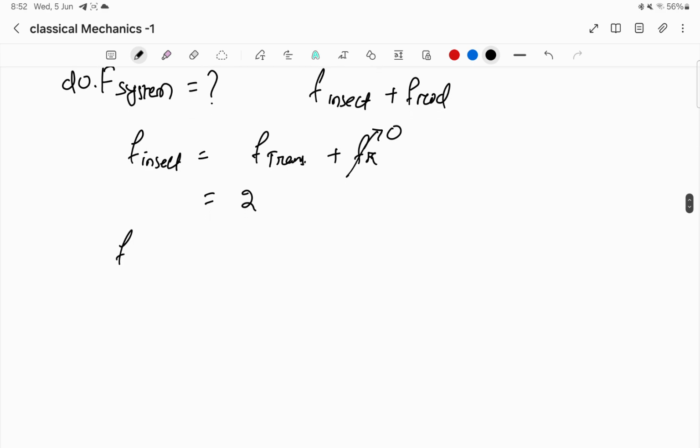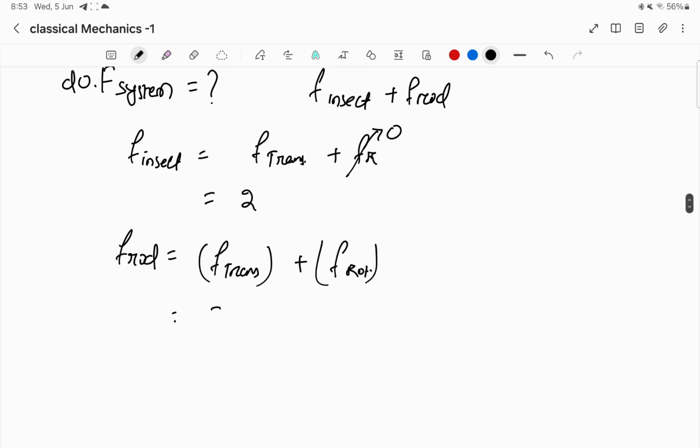Then next I have the degrees of freedom of the rod. The same scenario, I have the translational, then I have the rotational. The rod can move in all three directions, that is along x, along y, along z. But your insect can move on the plane only, on the xy plane, because it is itself on the two-dimensional rod. But the rod itself can move along all three directions.